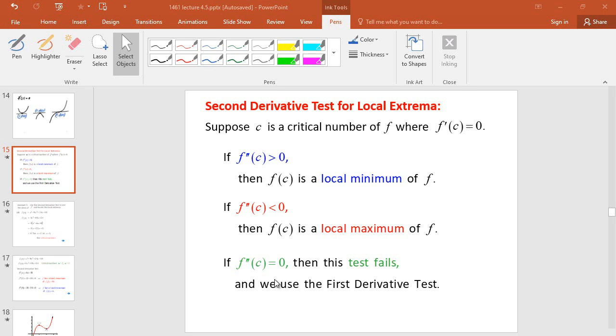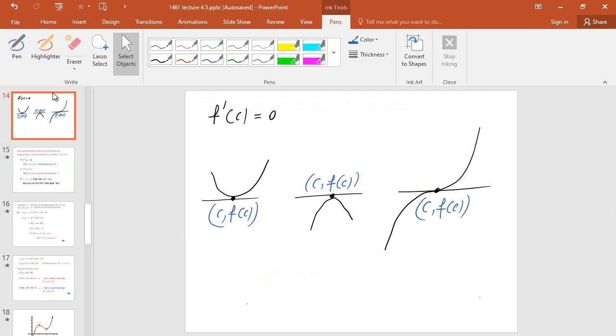Welcome back. We will be looking at the second derivative test for local extrema. So here's what we are looking for. Let's say that f has a critical point at c, where f prime of c is 0.